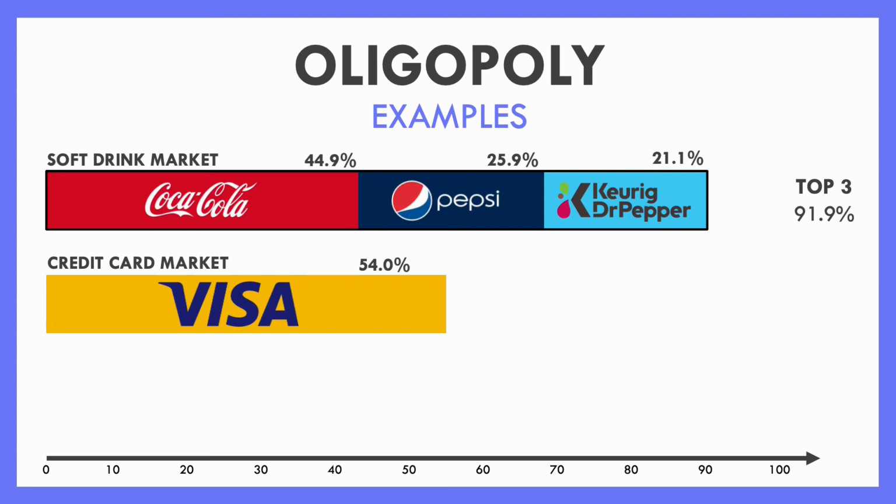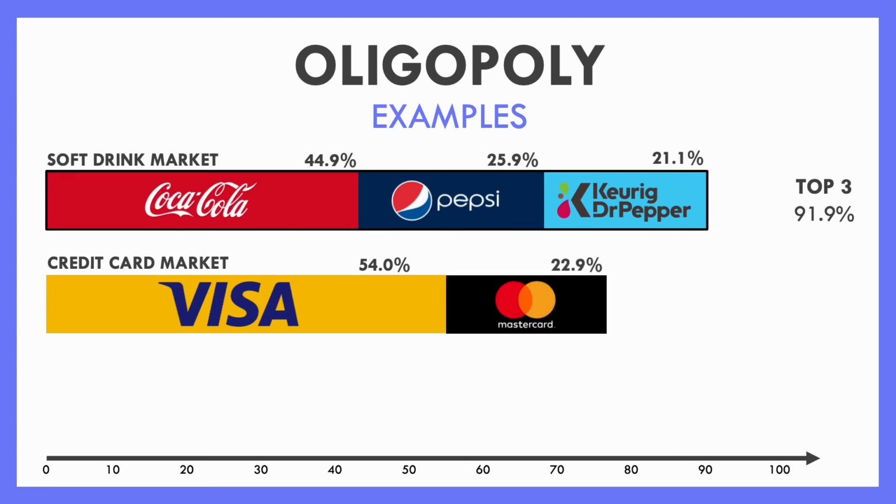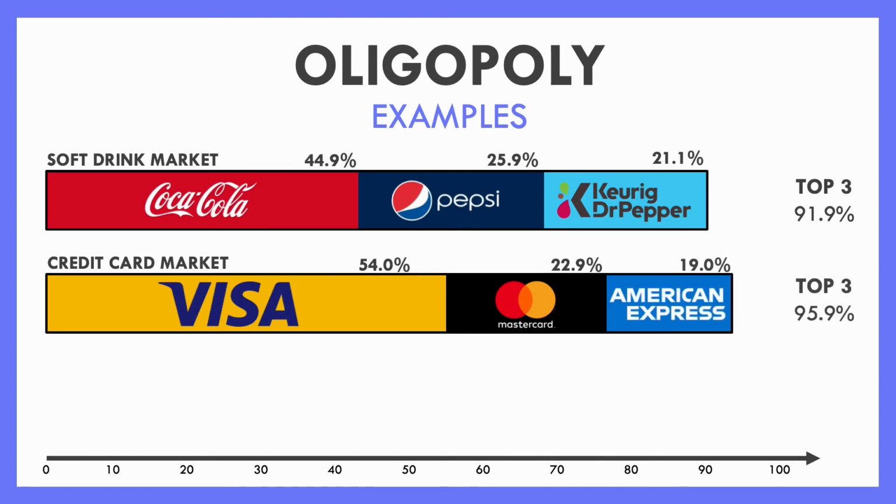So that's a large amount. Another one you might guess that's up there is MasterCard. They have another 22.9%, and then American Express. So if you notice there, those three credit card companies, credit service providers, make up about 96% of that market. Right, so when we talk about concentration, the top three own 96% of the market. And that is such a high concentration. And so we would definitely consider the credit card market to be an oligopoly.